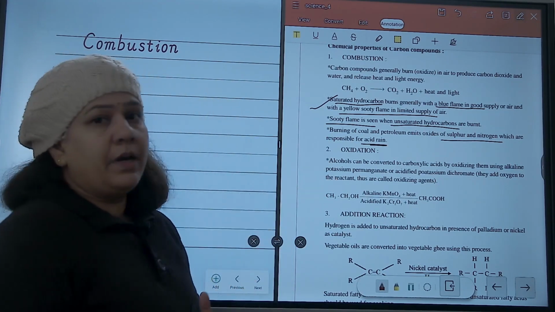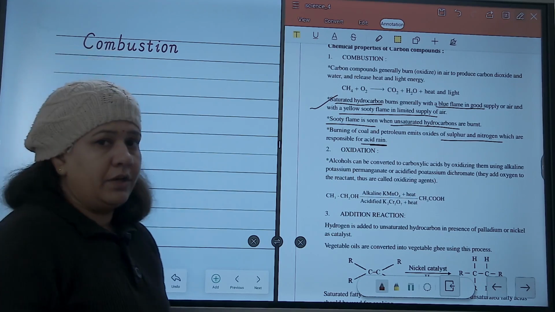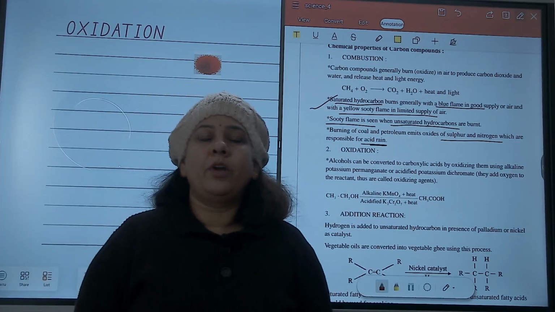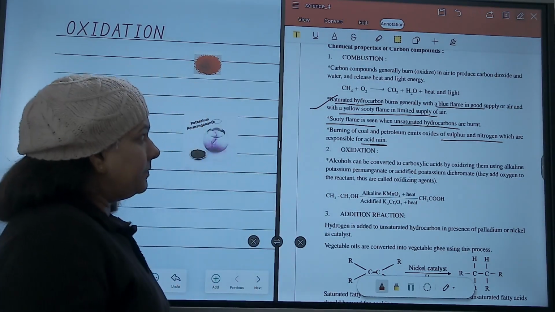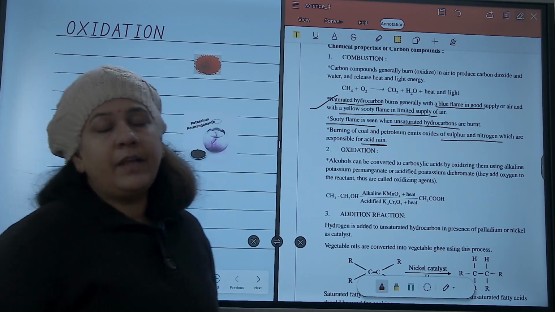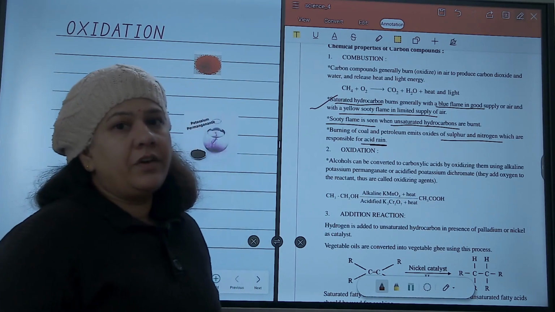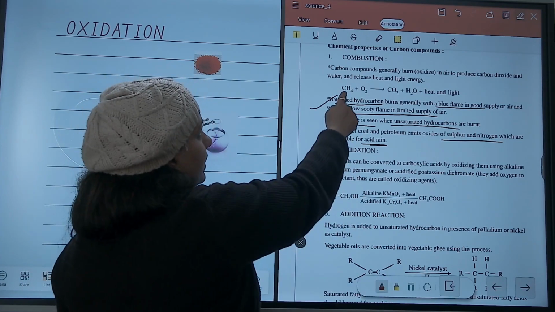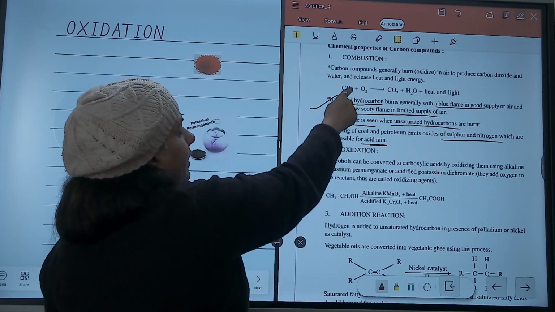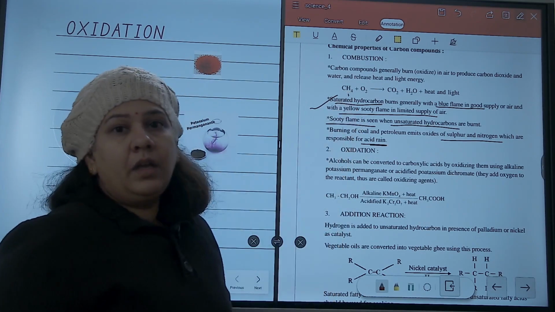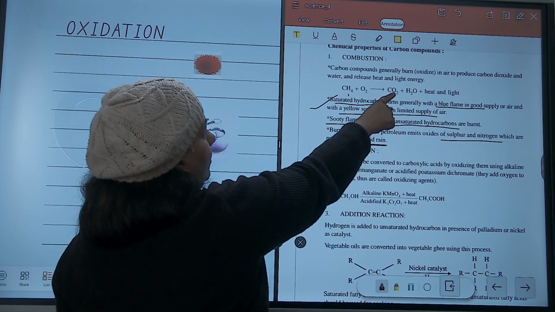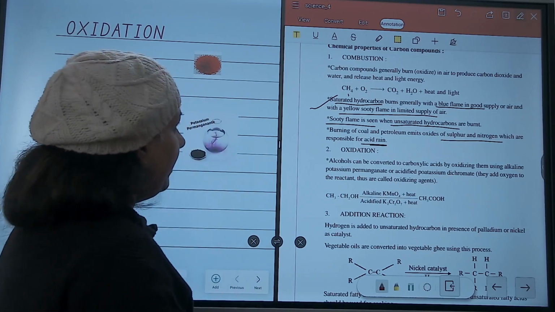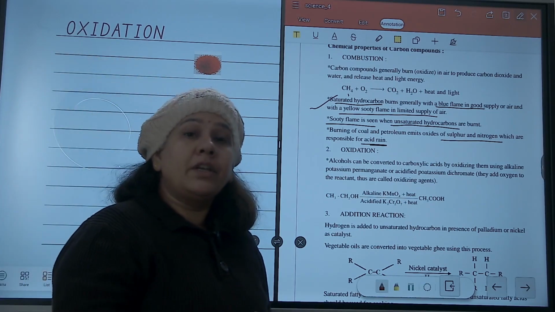Next important property that we have to study is oxidation. One must understand that combustion is also an oxidation reaction because oxygen is being added to the substrate. See here, hydrogen is being replaced in case of methane and it is replaced with oxygen. So it is also an oxidation reaction. So we can make a statement that combustion is also an oxidation reaction.